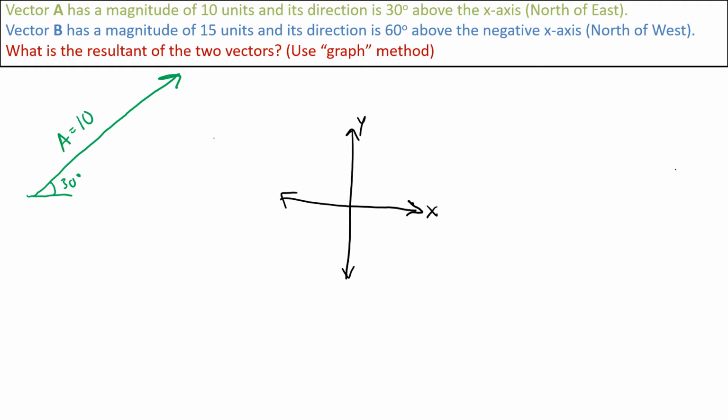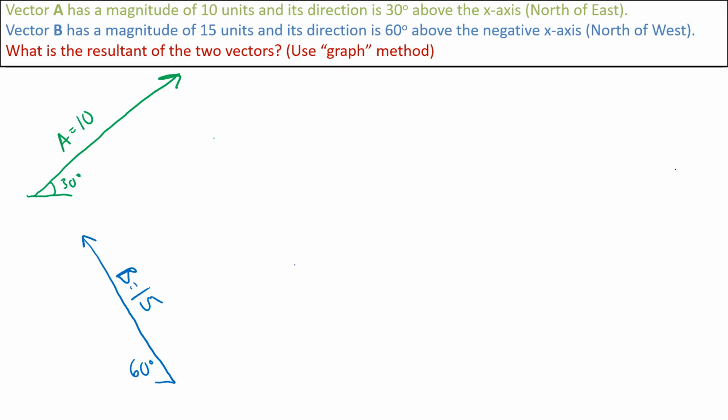Vector B has a magnitude of 15 units, so it has a greater magnitude, and its direction is 60 degrees above the negative x-axis. So the negative x-axis is this side, and we're going 60 degrees above. So it'll go in something like this direction. Now I'm not using a ruler and a protractor, but you get the idea. So now we want to find the resultant of the two vectors, and the first step is going to be to break them into their x and y components.